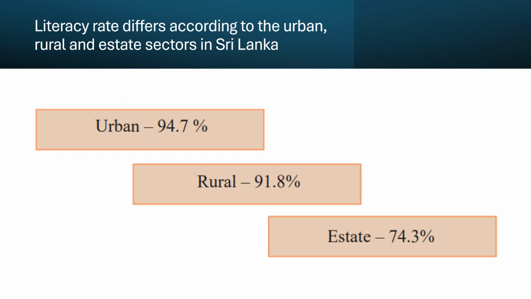Literacy rate differs according to the urban, rural, and estate sectors in Sri Lanka. As you can see here, we have three boxes: urban we have 94.7%, rural 91.8%, and estate we have 74.3%.